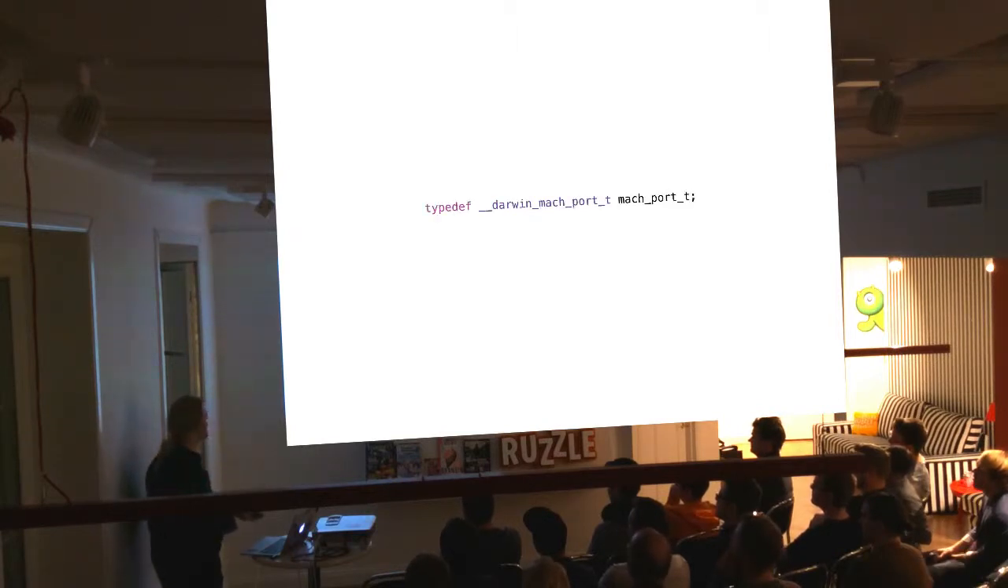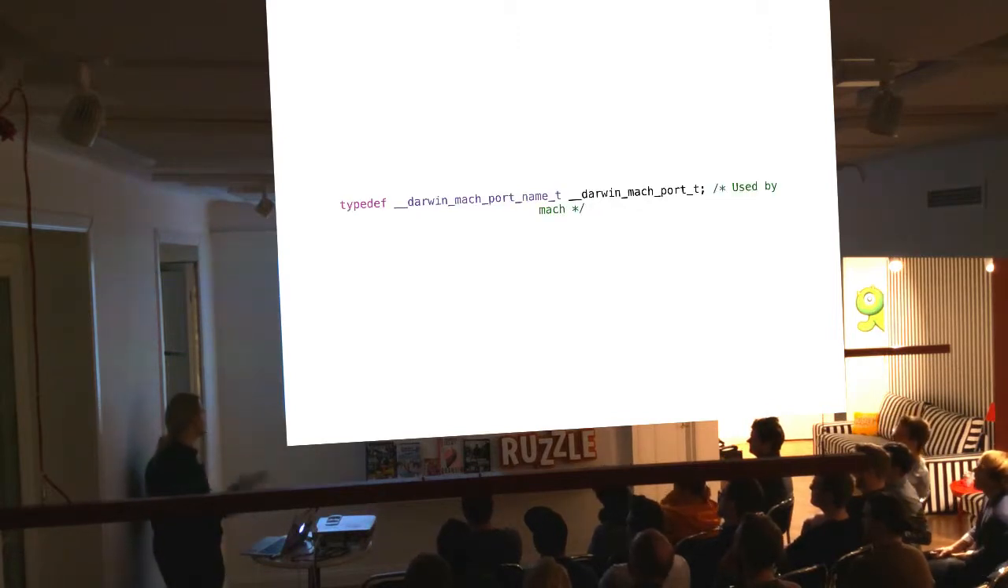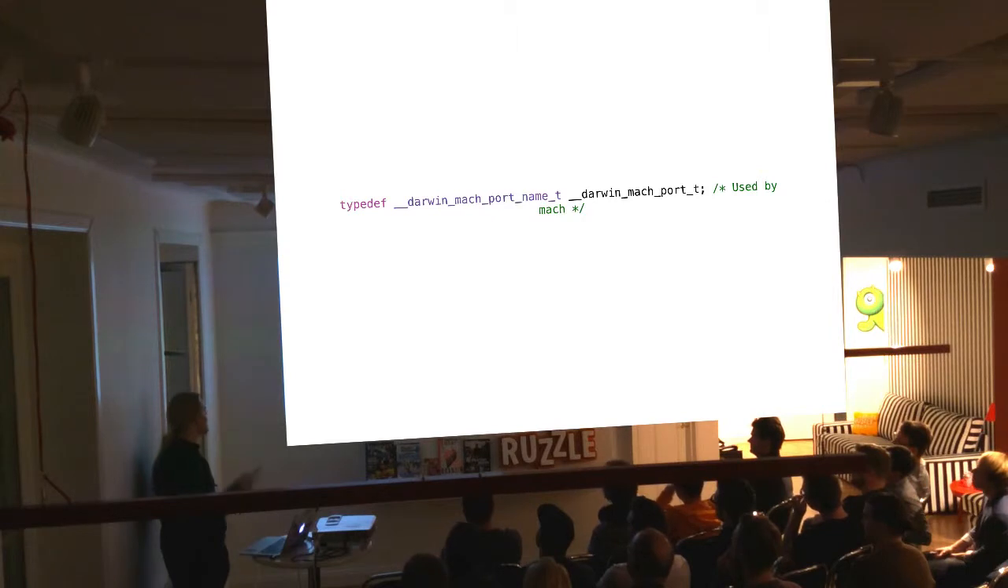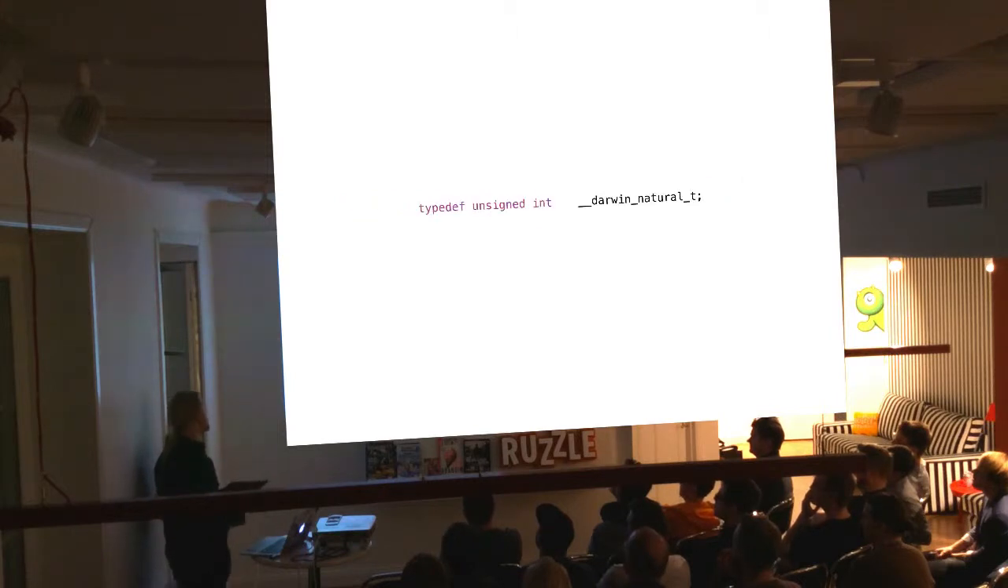A mach_port_t then. Well, that's a Darwin mach_port_t. Okay, fine. So what's the Darwin mach_port_t? A Darwin mach_port_t is a Darwin mach_port_name_t. And it's used by Mach, obviously. And that in turn is a Darwin natural_t. And then, okay, what the heck is a Darwin natural_t? That's an unsigned int. Finally, we reached the end.